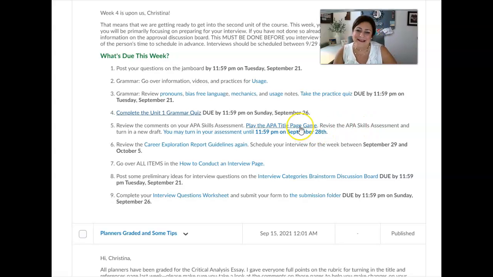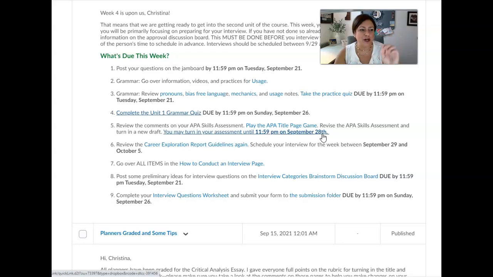You can play the APA title page game to help you kind of refresh your memory. You can use the Writing Center to help you. You can use each other to help you to go back into those APA guides to really make sure that you get it right. Remember, this is an all or nothing assessment, so you can go back and forth with me as many times as you like up until September 28th.